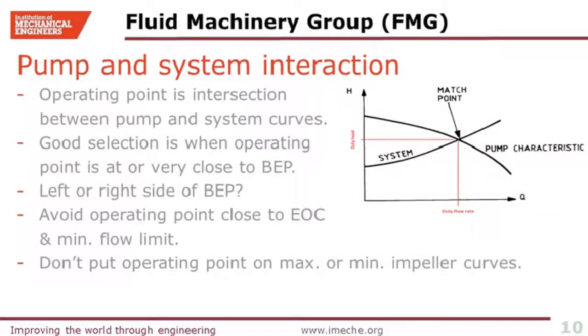So let's see how pump and system will interact. Centrifugal pumps are so simple in terms of operation. They simply operate at the intersection between system curve and pump performance curve. Therefore, their operating point is somehow dictated by the system curve. If the intersection point is near BEP, then the pump operates at its best point with the lowest vibration.